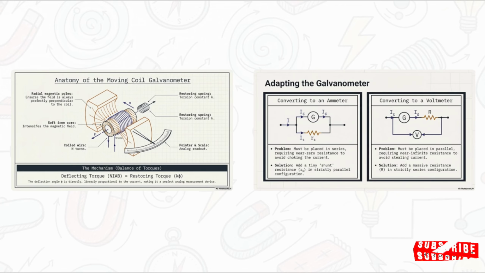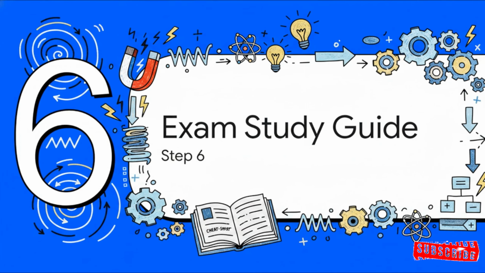If we want to measure current, we build an ammeter. But to avoid choking off the current, we have to place a tiny shunt resistance directly in parallel. On the flip side, to build a voltmeter, it needs to be placed in parallel to the circuit, which demands a massive resistance placed in series with the galvanometer. Otherwise, it would steal the very current it's trying to measure. And that brings us to Step 6, the exam study guide.